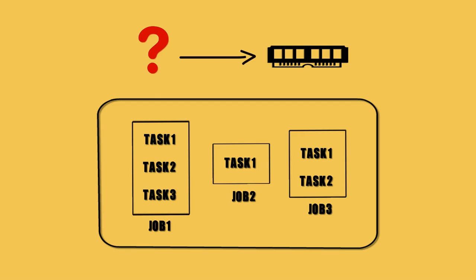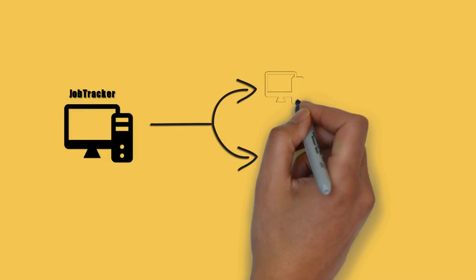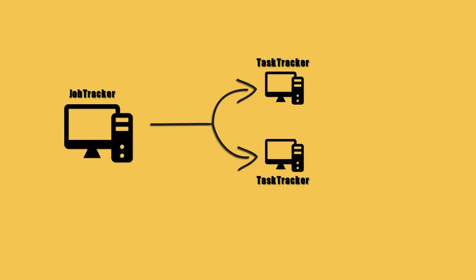Now let us move on and discuss the second daemon, that is the task tracker, in more detail. The task tracker is a slave process. It is the responsibility of the task tracker to execute all the tasks that are assigned by the job tracker. For your information, each worker node can have only a single task tracker process running under them.